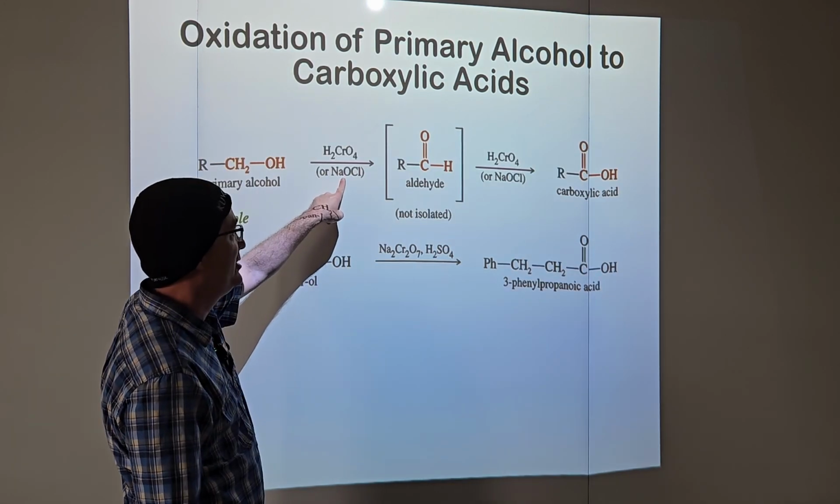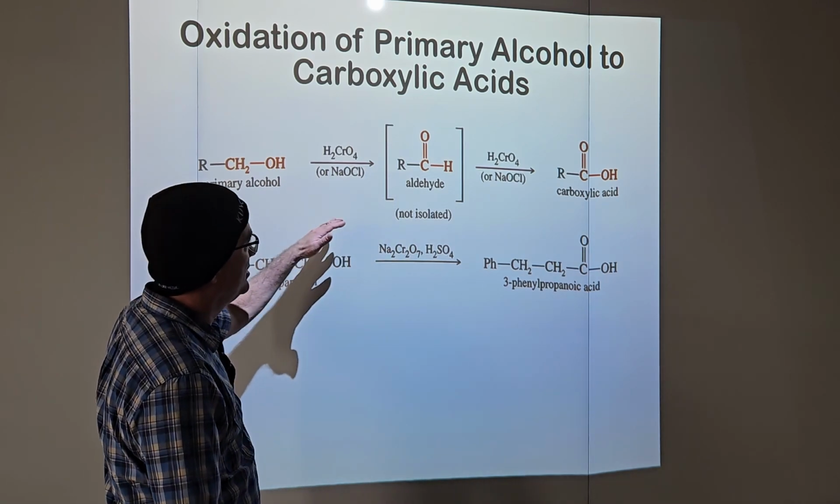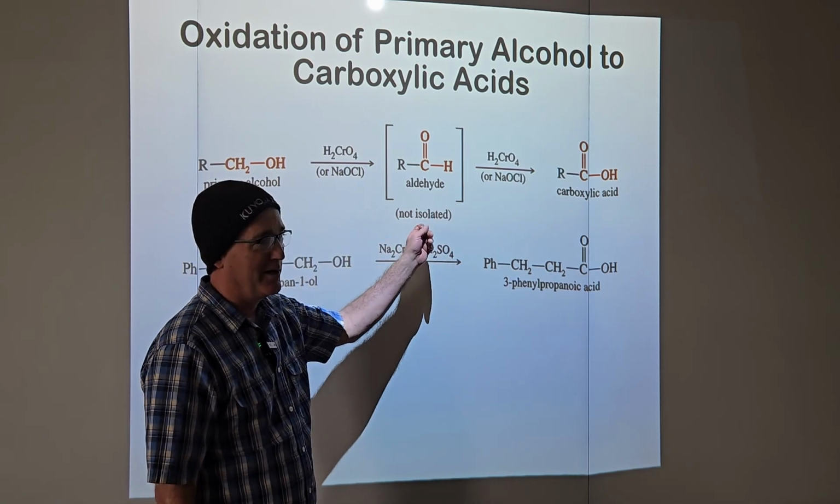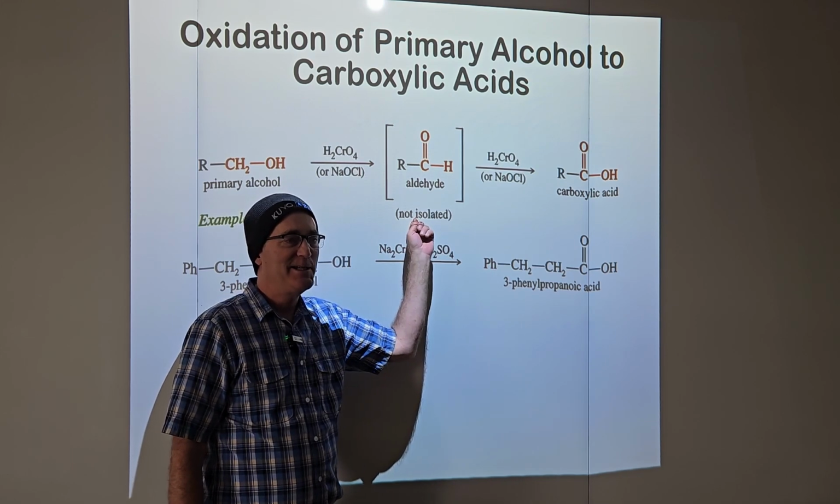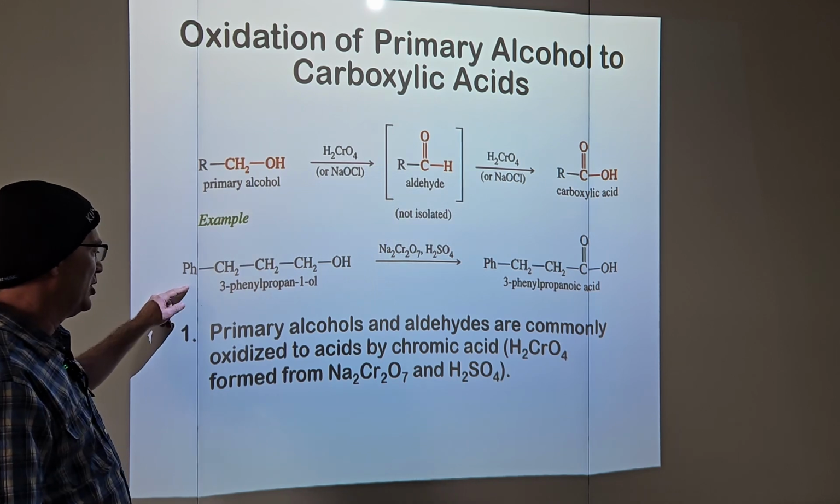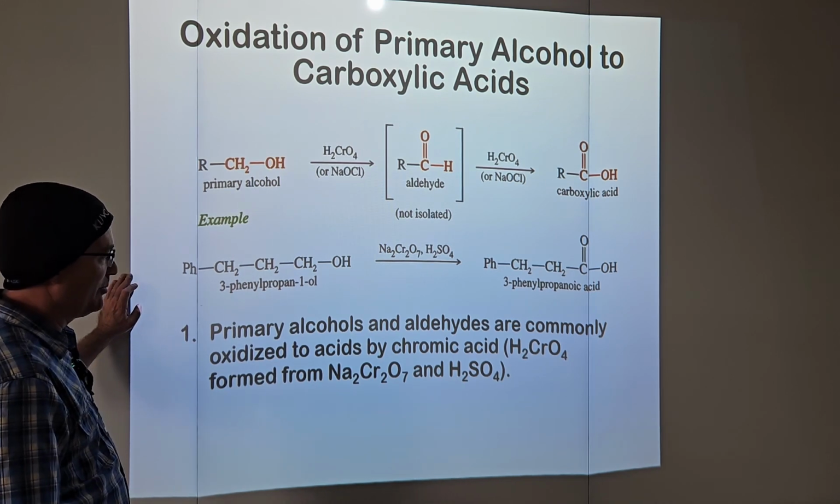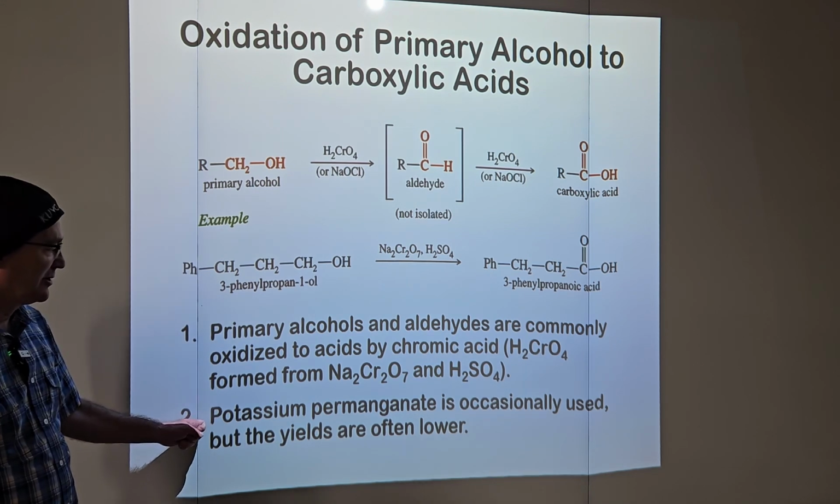Here's the more green version, use bleach. Here's the chromic acid, primary alcohol, hard to stop. You do want to stop it. What's the acronym for the reagent you use? PCC. So here in general, you're kind of specific with this chromic acid, mixing sodium dichromate and sulfuric acid. And you can use potassium permanganate. I think this is a little more green.